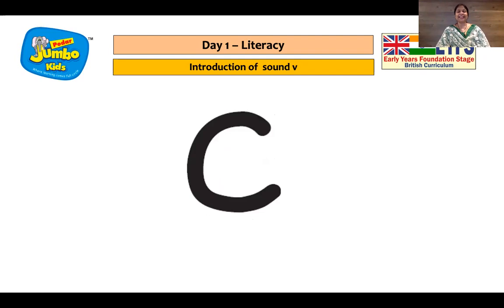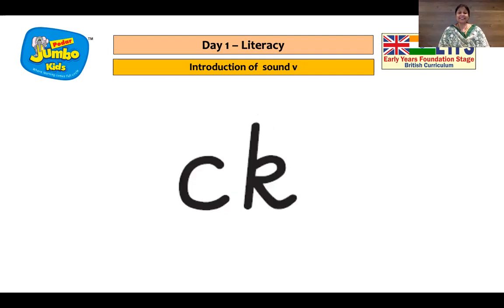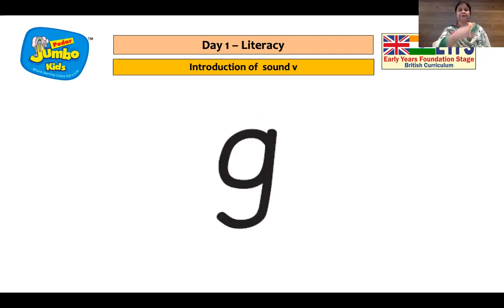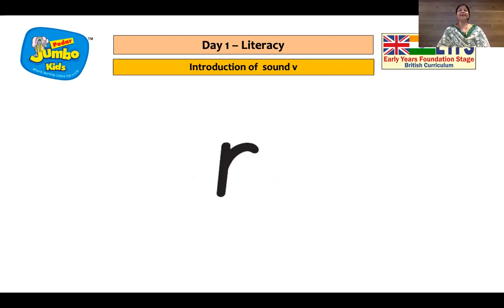Letter C. C also makes the same sound. I hope you remember that. That's K. And this is CK together. Children, do you remember CK also makes the, yes, the same sound. That is K. Letter G. G says G. Letter, yes, R. R says R.